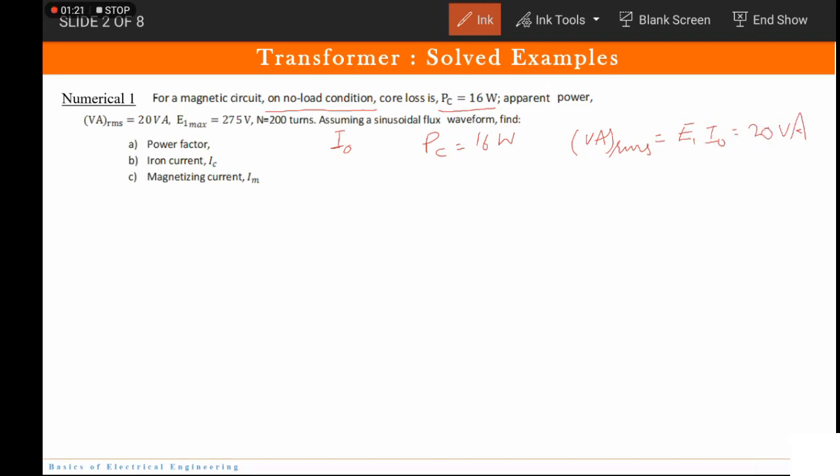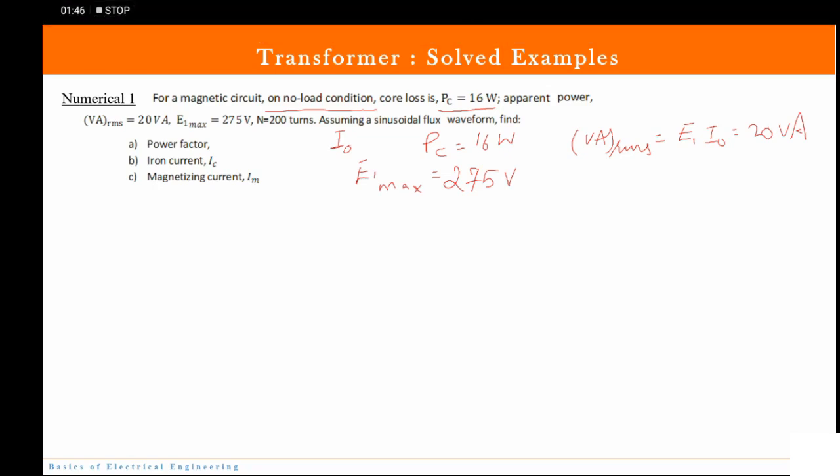Then E1 max, that is the maximum induced voltage in primary, is given as 275 volts. Assuming a sinusoidal flux waveform, find the power factor, the iron loss component of current, that is IC, and the magnetizing component, that is IM.